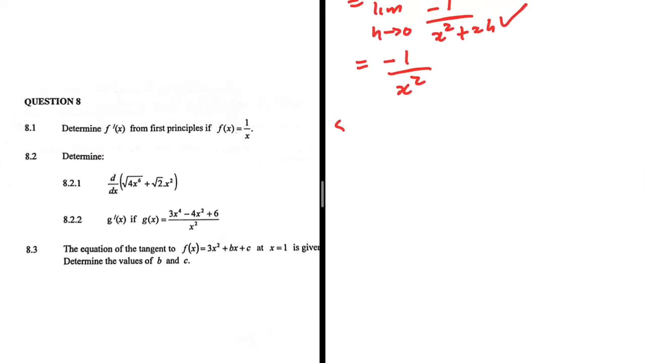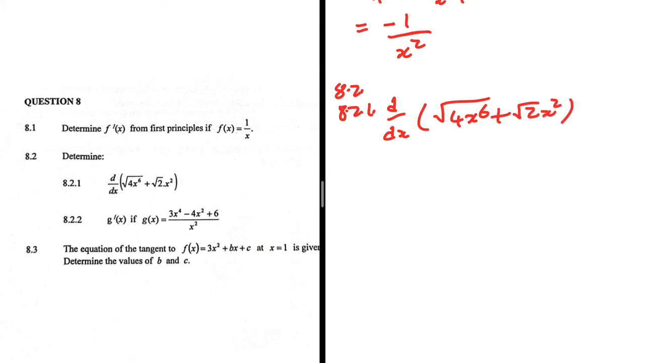So 8.2, 8.2.1 to be specific, we want to determine d/dx of the square root of 4x to the 6 plus the square root of 2x squared. So what can we do here? First of all, let's just simplify this and write it in a format which we're going to be able to derivate.